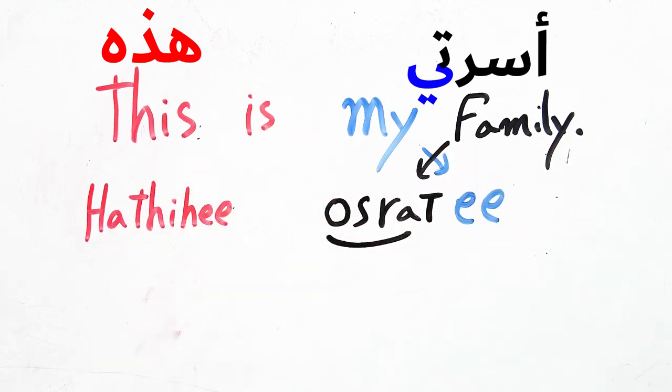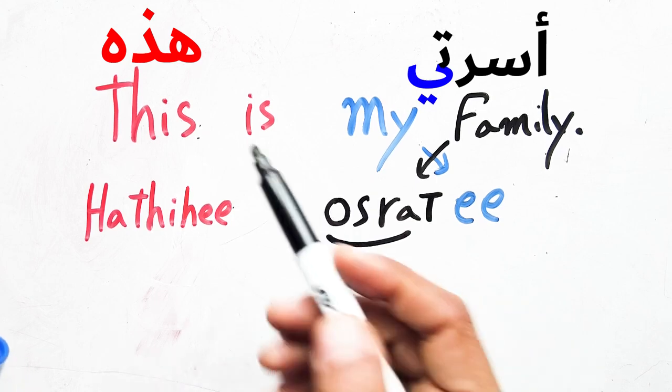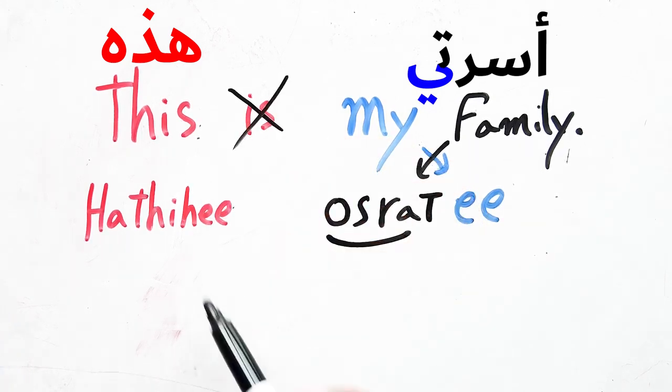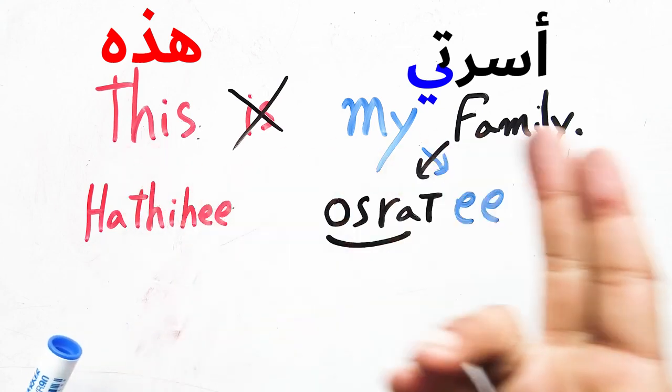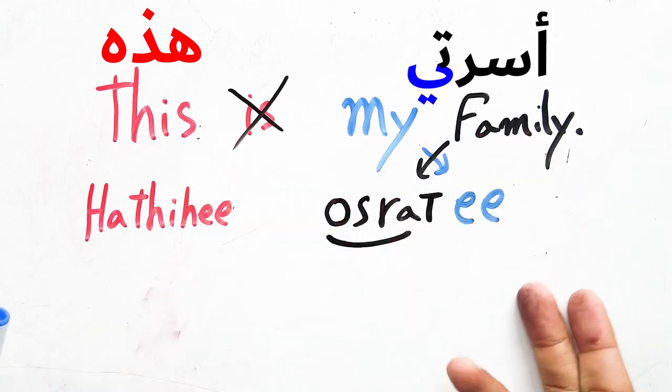So what is verb to be? In this situation in Arabic, we don't use verb to be. So we don't need verb to be here when we think in Arabic. If you want to think in Arabic, you say this, my family. This, my family. هذه أسرتي.